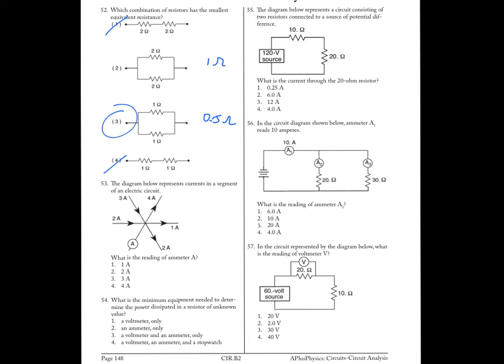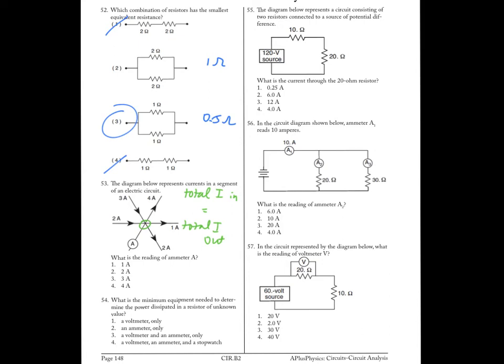Number 53, Kirchhoff's current law. So total current in, total current equals total current going out. So let's pay attention to the direction of the arrows. This is pointing in, this is pointing out, because this center mark is our junction.